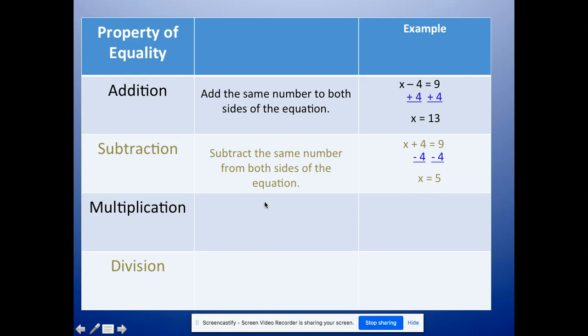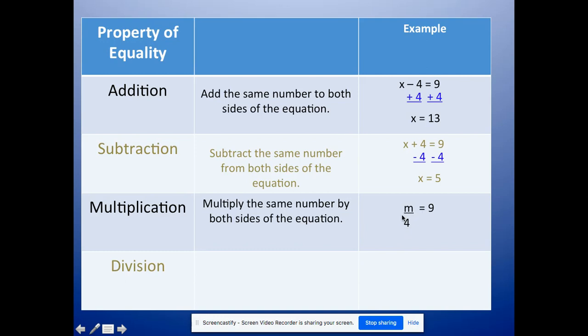For the multiplication property of equality, it says you multiply the same number by both sides of the equation. So you would have to be multiplying. The inverse of multiplication is division. So we have our variable divided by 4. So m divided by 4 equals 9.